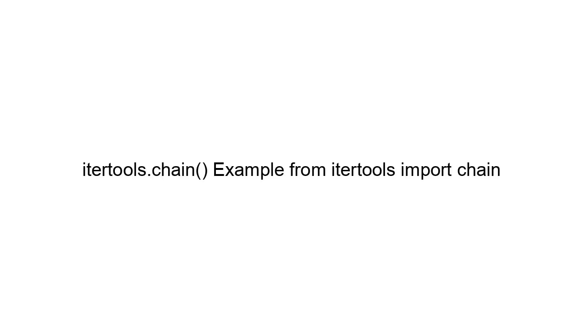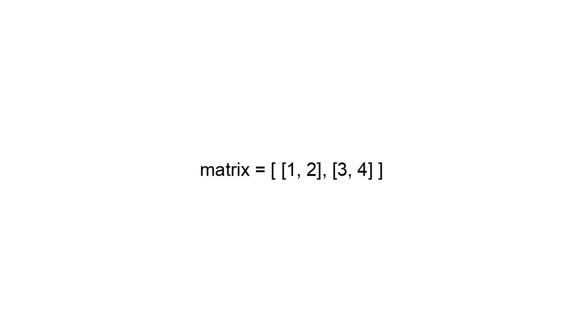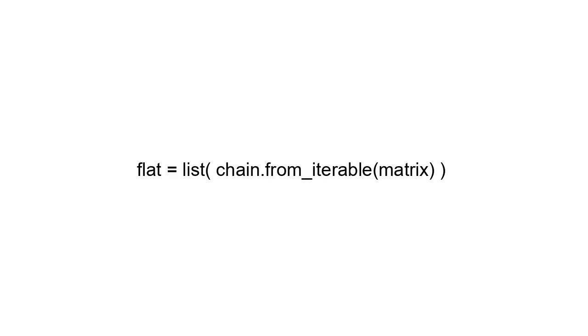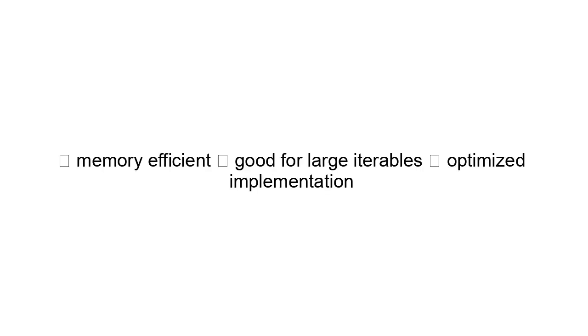Example: from itertools import chain. matrix = [[1, 2], [3, 4]]. flat = list(chain.from_iterable(matrix)). Print flat. Output: [1, 2, 3, 4]. Why chain is useful. Memory efficient. Good for large iterables. Optimized implementation.